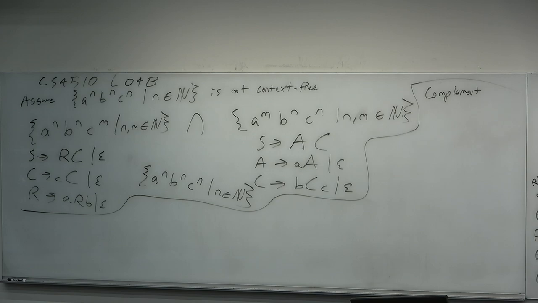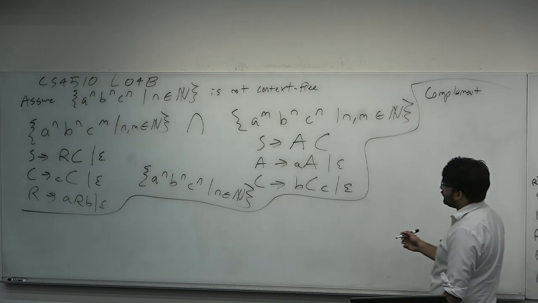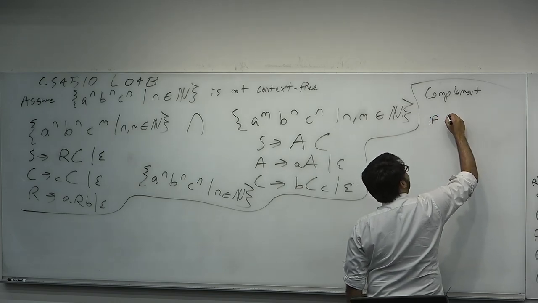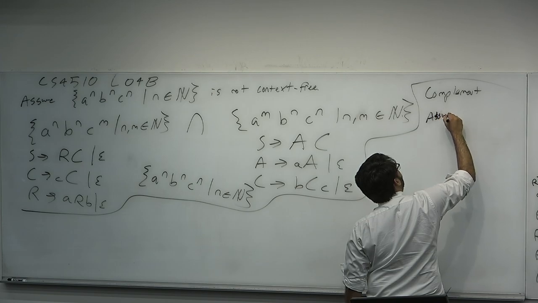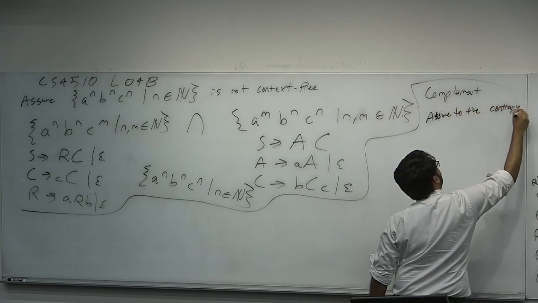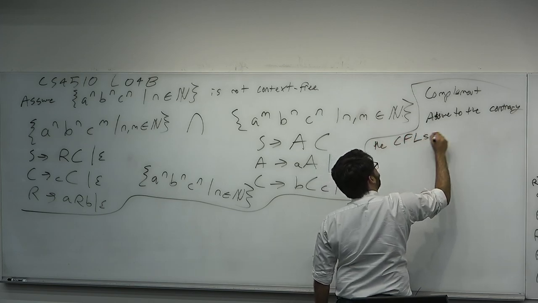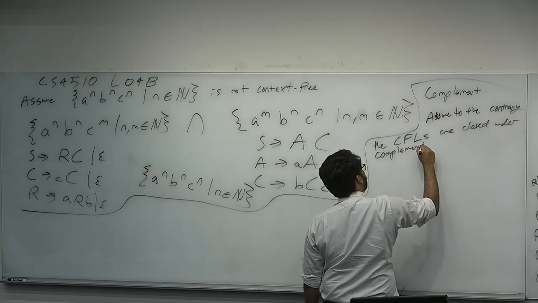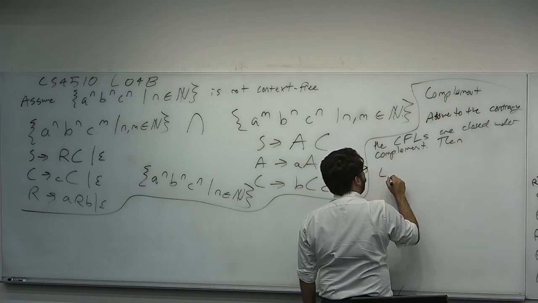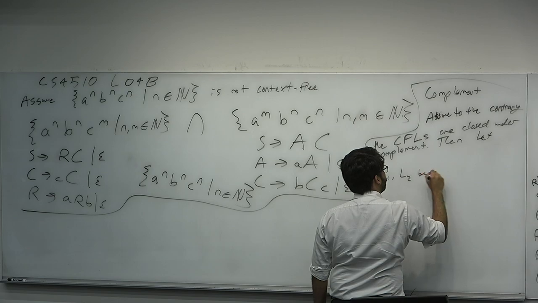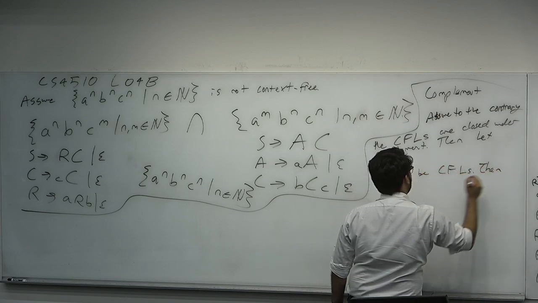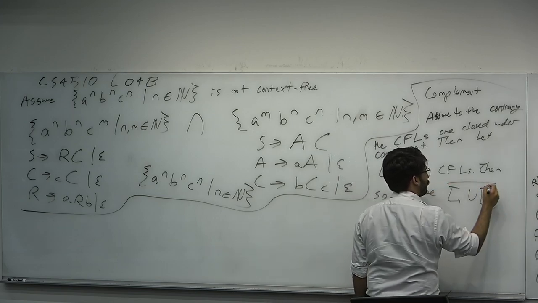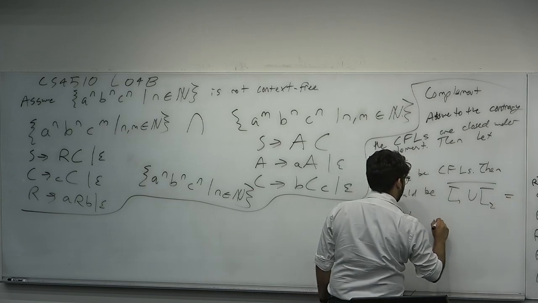Because if it were, then it would also have to be closed under intersection. Yeah. Intersection and complement are basically the same operation if you have union. Assume to the contrary the CFLs are closed under complement. Then let L1, L2 be CFLs. Then so would be L1 complement union L2 complement, whole thing complemented. But that's simply equal to L1 intersect L2, contradiction.